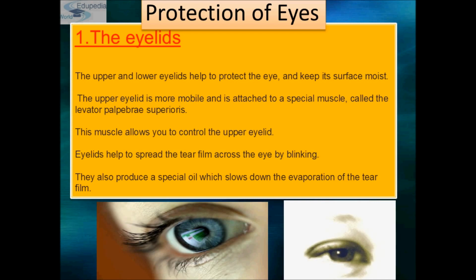And these are your eyelashes. They are thick, stiff hairs that are present on the edges of the eyelids. They also provide protection to the eye from dust particles, microbes, and other foreign bodies.